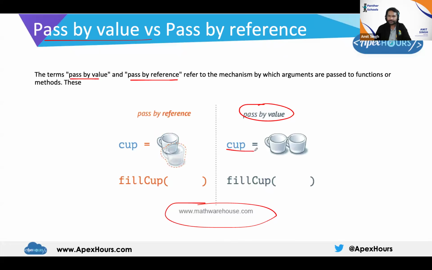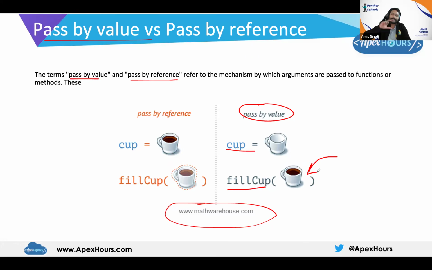So I said cup, there was a variable called cup, and then there was a method called fill cup, which accepts an argument called that cup. If I fill the cup inside this method, this cup is not getting filled. This is pass by value.